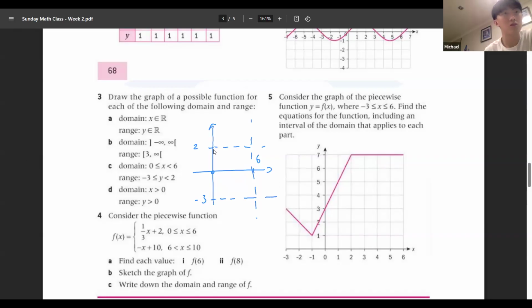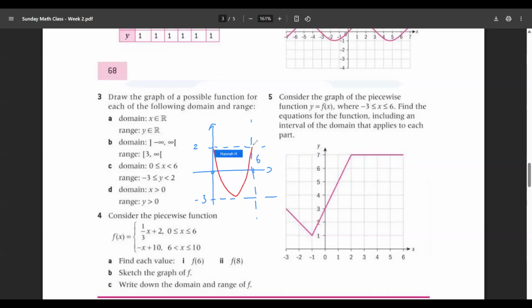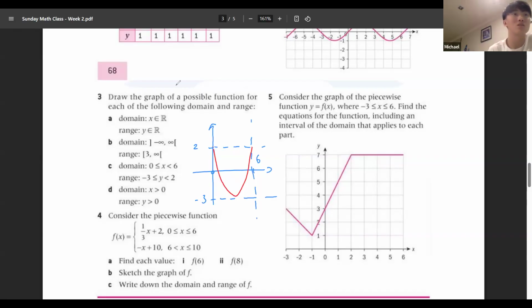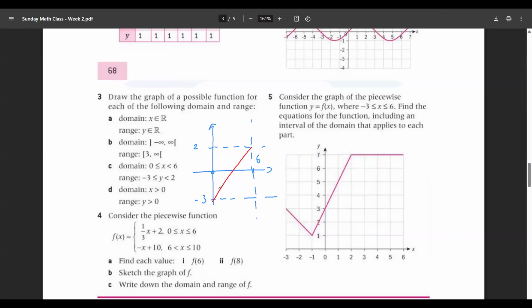So why don't you do this? It's only asking you to draw the graph, right? What the line of the graph is doesn't matter that much. Oh, you know what's actually easier? Why don't you do this? Is that easy? Yeah. I think that's probably the easiest one.